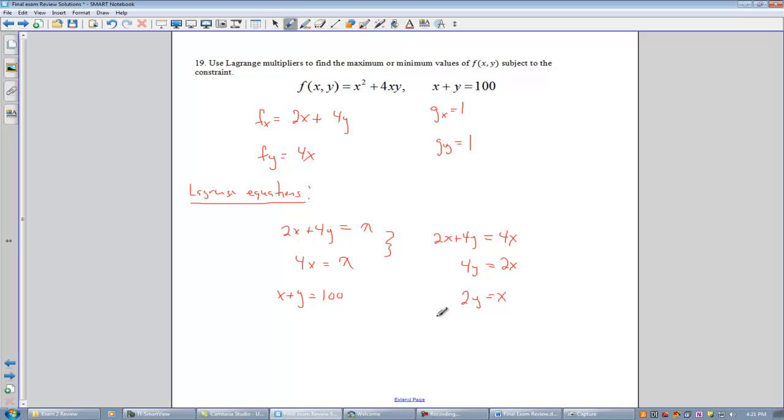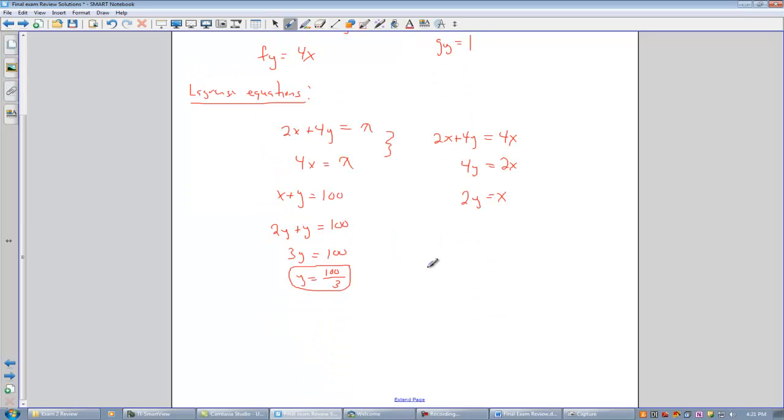So then you get 2y equals x. Now I know x is equal to 2y, so I can come back over here and plug in for x. So I get 2y plus y is equal to 100. So I know 3y is equal to 100. And so this tells me that y is equal to 100 divided by 3. That's my y. And if y is 100 divided by 3, I can tell you what x is, because I know x is 2 times y. So it's 2 times 100 divided by 3. So that's 200 over 3.